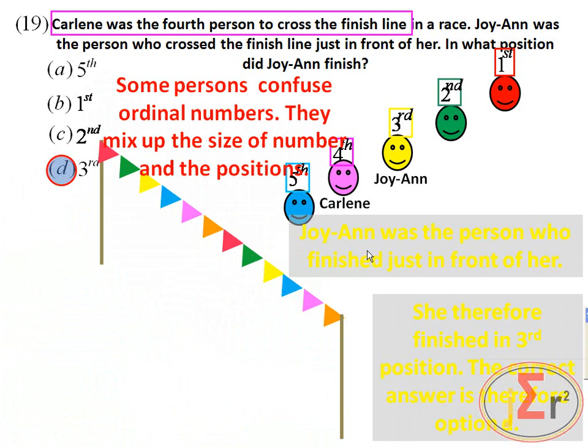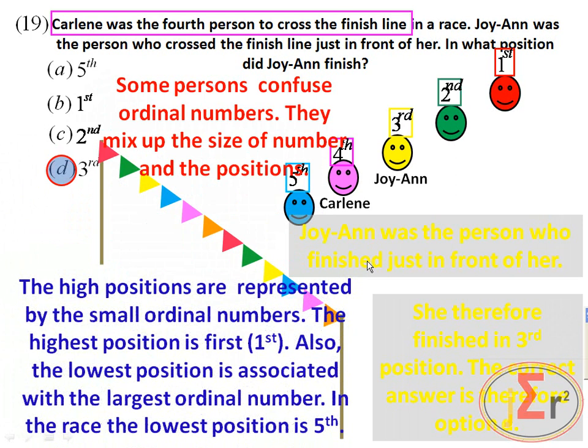Some persons confuse ordinal numbers. They mix up the size of the number and the position. The high positions are represented by the small ordinal numbers. So if we have a race and someone finished in fourth position, then there's someone who finished higher in the race. That does not mean a larger number. It means a smaller ordinal number. So the highest positions are represented by the small ordinal numbers.